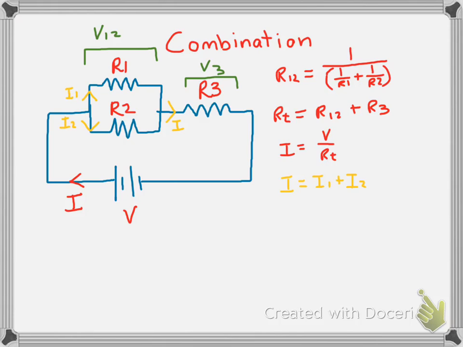The voltage across the parallel circuits is V12 and the voltage across R3 is V3. To find the total voltage across both resistors, we add V12 plus V3.